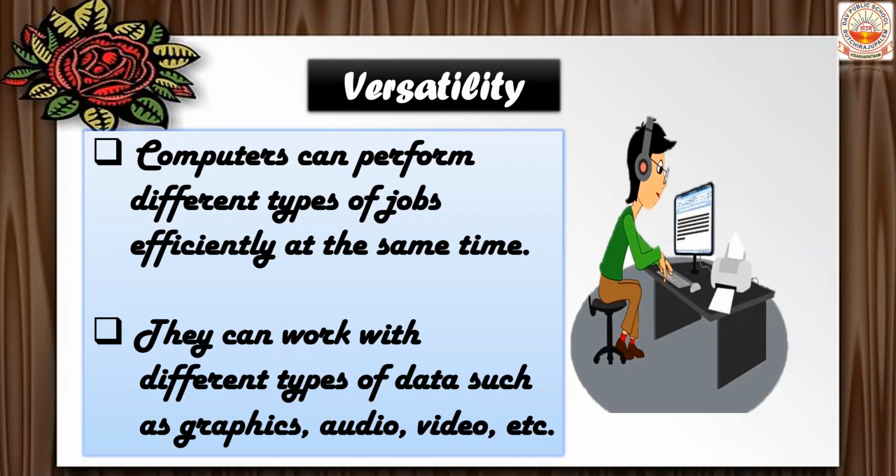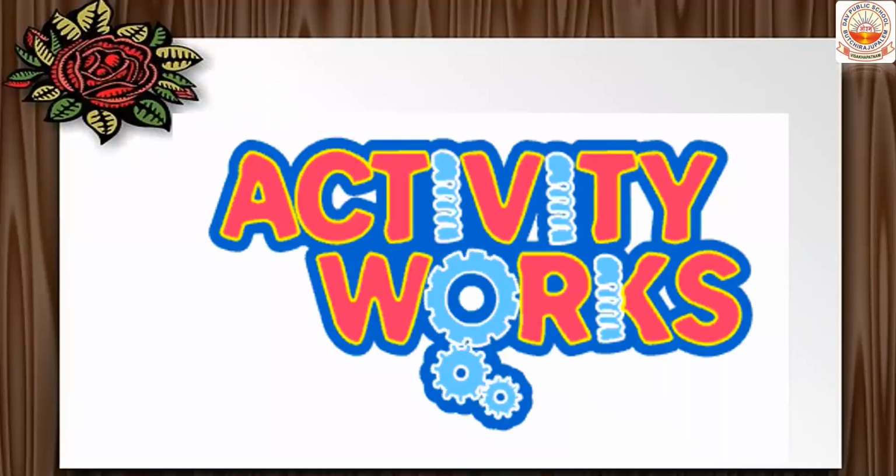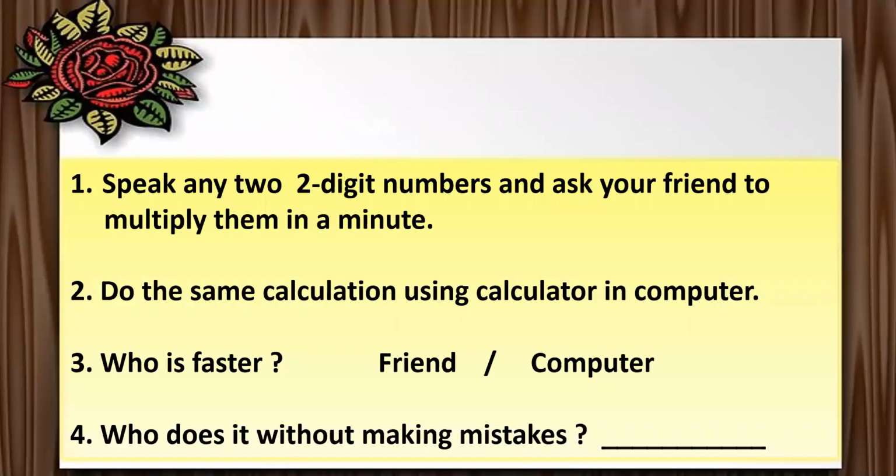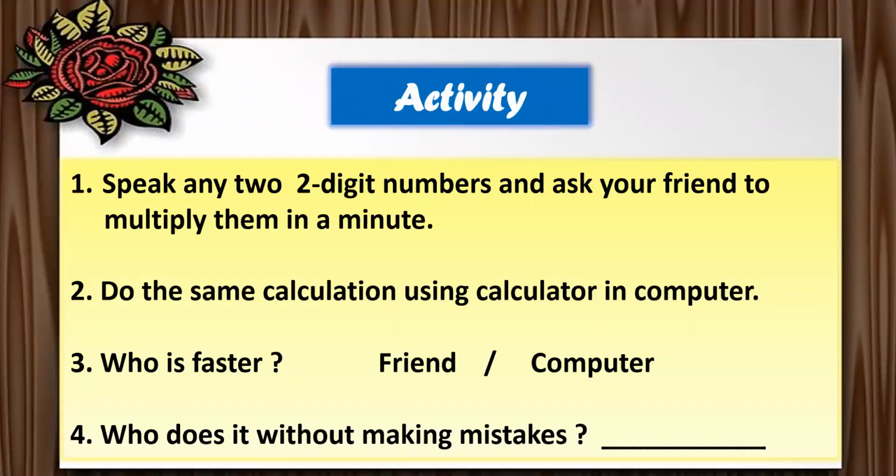Now, let us do some activities based on the lesson. Okay. So this is the activity. So in this, speak any 2-digit numbers and ask your friend to multiply them in a minute. Okay, children, you have to ask your friend. You have to speak about 2-digit numbers and ask your friend to multiply it in a minute. And the same calculations you do using calculator in the computer. So you have to do the same calculation using calculator in the computer.